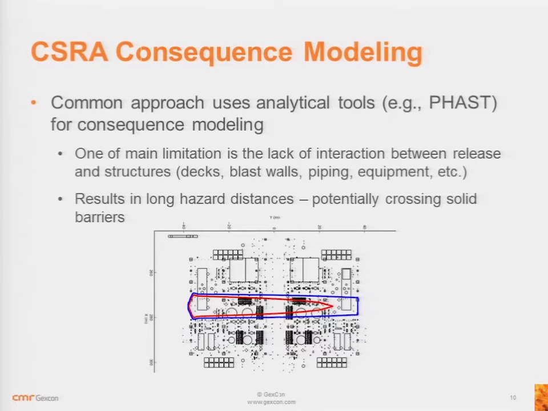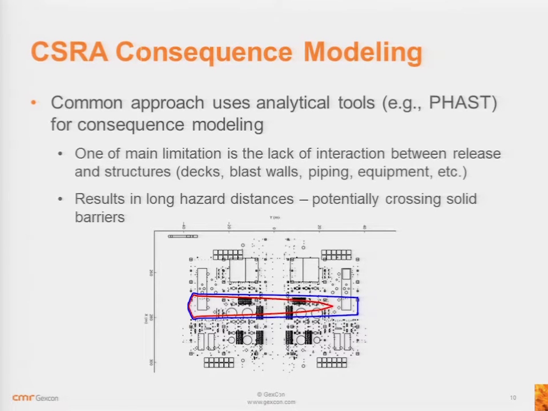One of the problems that we run into when we do this is that these analytical tools don't account for the interaction of a release with the structures, equipment, and everything else. Blast walls, firewalls, decks, you name it. And there's a lot of that on an FLNG. I mean, it's pretty packed.